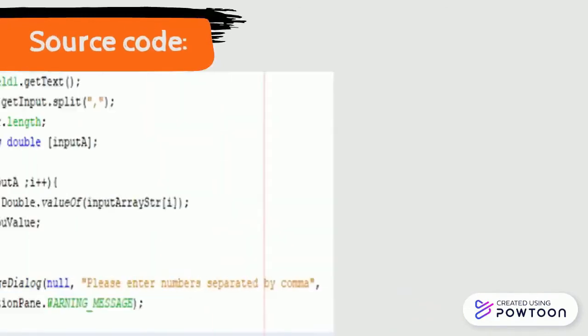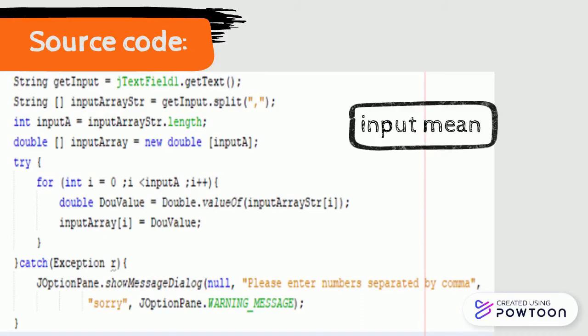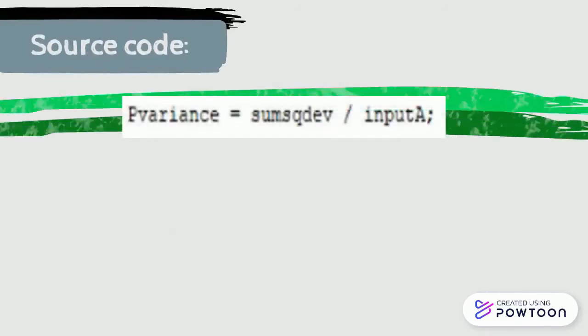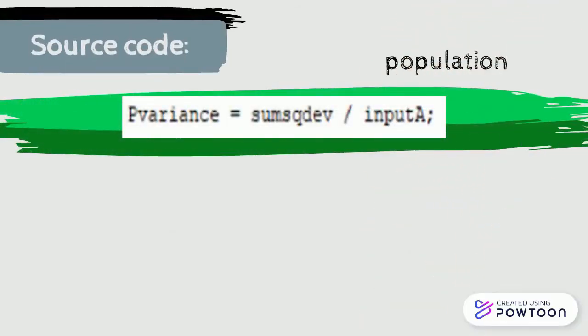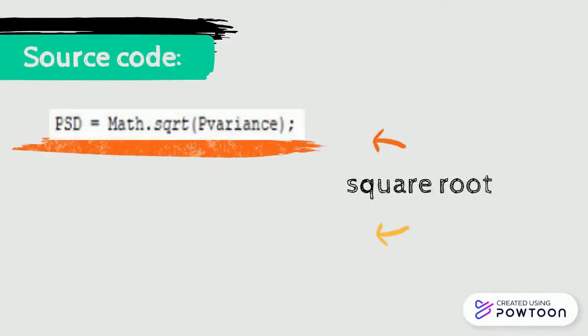This is the source code for the user to input data separated by commas. Before calculating the standard deviation, it needs to calculate the variance first. This is the formula in the source code for population and sample. After calculating the variance, it needs the square root to get the standard deviation.